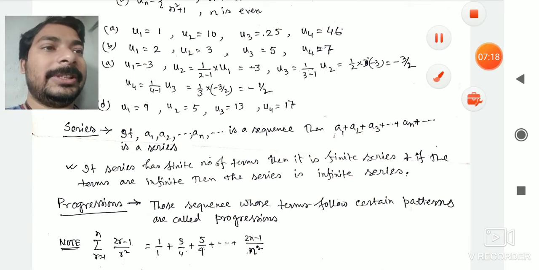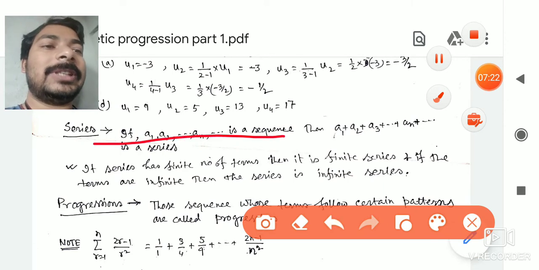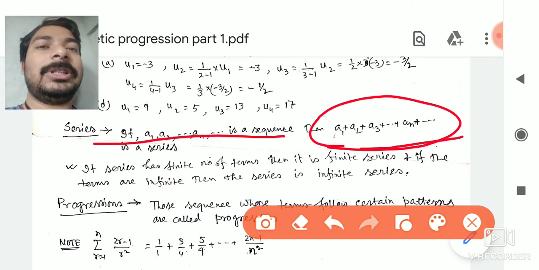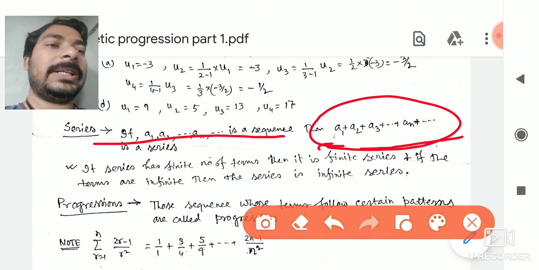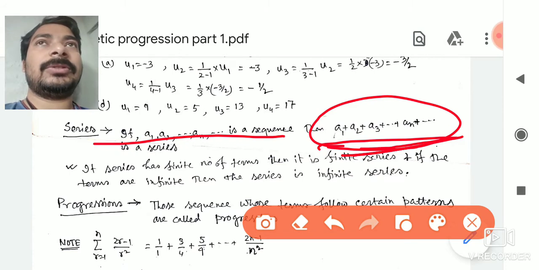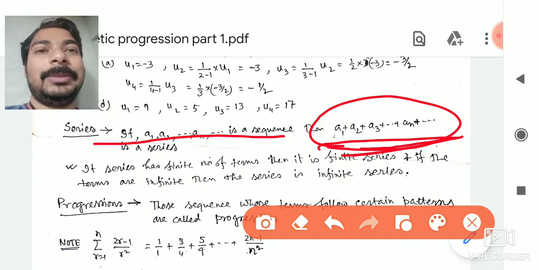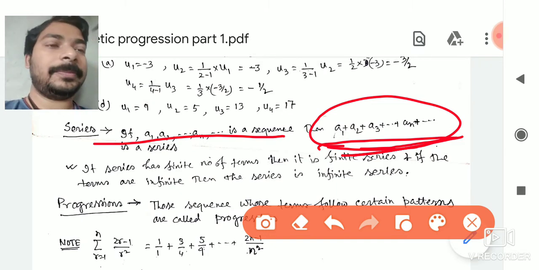Next come to series. What is a series? If I write the terms of the sequence in addition format, a1 plus a2 plus a3 plus an plus dot dot, then it is a series. Now if a series contains a finite number of terms, maybe 10 terms, 5 terms, 4 terms, then that is called a series of finite terms. And if there is an infinite number of terms, then they are called a series of infinite terms.